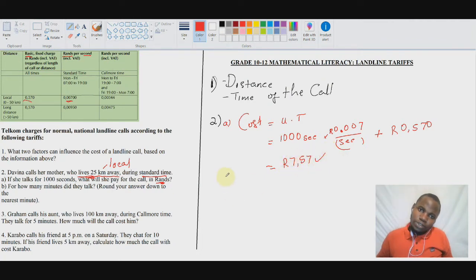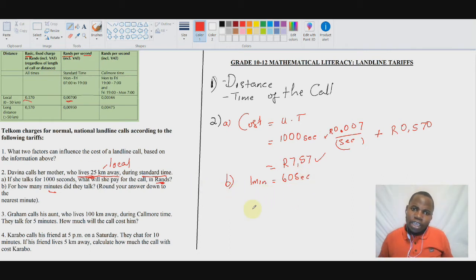That is the cost. Question B is asking for how many minutes they talked. In this case they told us that they spoke for 1,000 seconds, and now they are asking for how many minutes. That means we convert the seconds into minutes. How do you convert seconds into minutes? Remember the conversion; the first video I did on maths literacy was conversion. Go back and look at that video. 1 minute is how many seconds? That is what you have to start with. In 1 minute you have 60 seconds. Is that right?